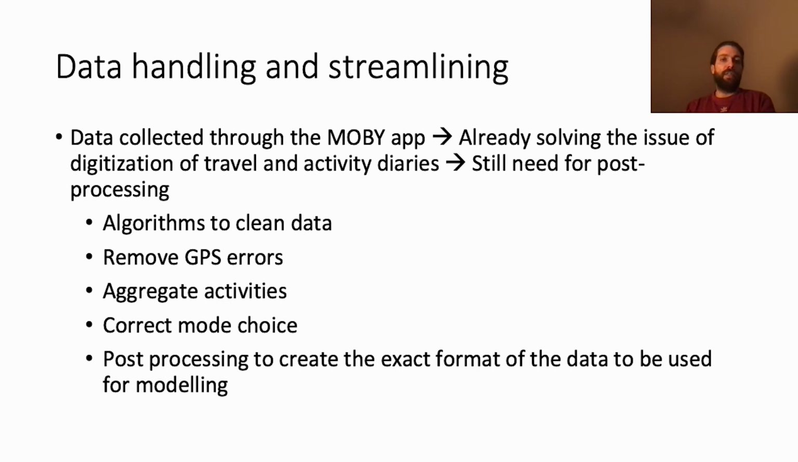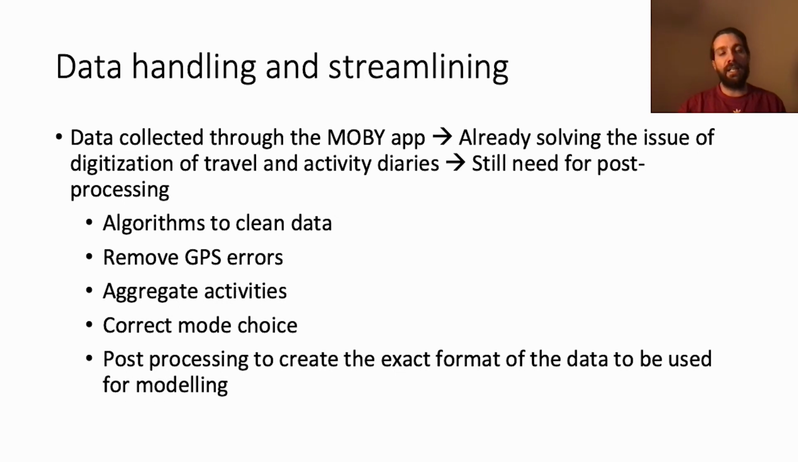An important part then in the development of the model is the data handling and the streamlining of data. The data collected through the Mobi app, which is already solving the issue of digitization of the travel and activity diaries, still needs a lot of post-processing, some of which is done in an automatic way, and another part is done based on the knowledge and the experience of the data handler. So there are some algorithms which automatically clean data to remove GPS error and aggregate activities, but then we also need to input predictive algorithms and do some manual tasks in order to create the exact format of data that is supposed to be the basis for the modeling activities.